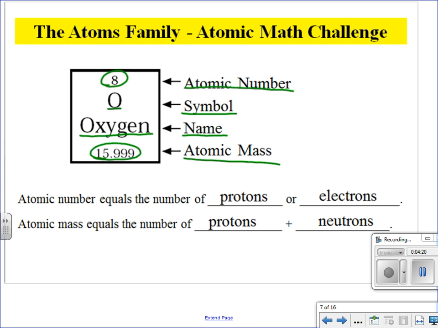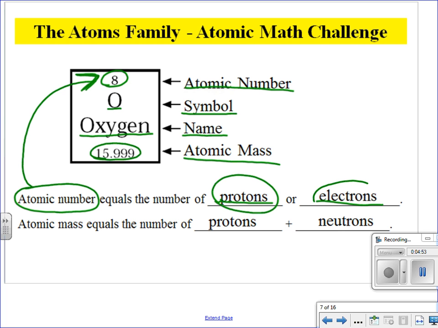So one of the things that you need to know for some of the atomic math challenges that we did was you needed to understand that the atomic number, which is this number up here at the top, equals how many protons or electrons are in the atom. So the atomic number, this number here, tells me the number of protons and the number of electrons.